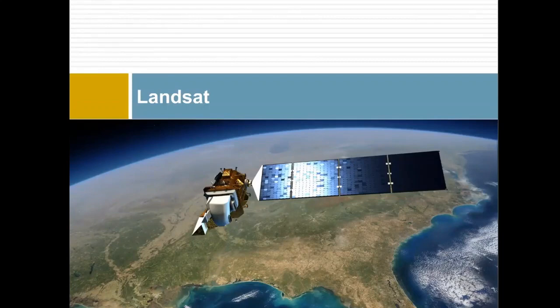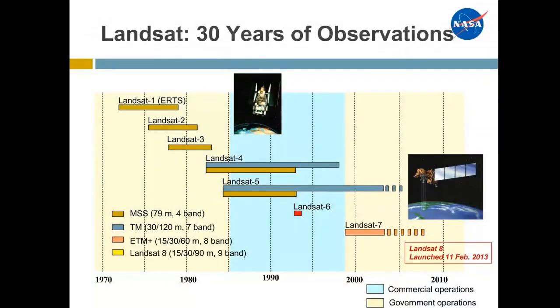Next, I will be discussing the Landsat satellites. Landsat was first launched in the early 1970s. The data from the early Landsat sensors were called multispectral scanner imagery, or MSS. Those data have a lower spatial resolution than the data you can obtain today. The MSS data are 79 meters, and the current Landsat data are mostly 30 meters.